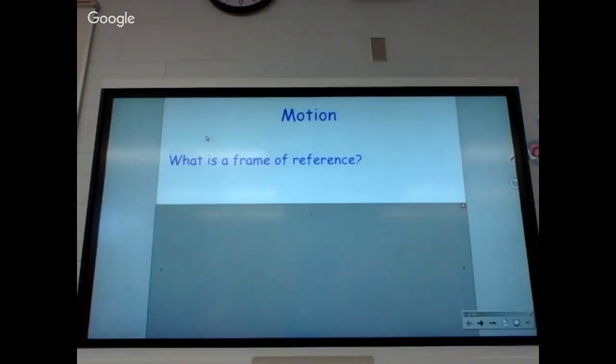So what is a frame of reference? In order to talk about motion, we have to understand the concept of a frame of reference. Once we understand that, we can talk about any type of motion. And then we're going to look at distance and displacement today. Those are the only two concepts we're going to do.